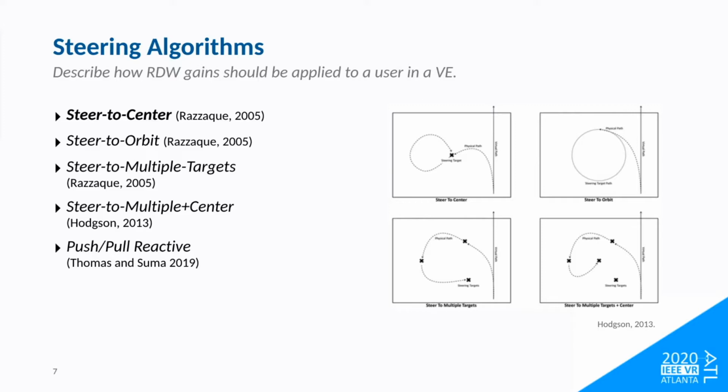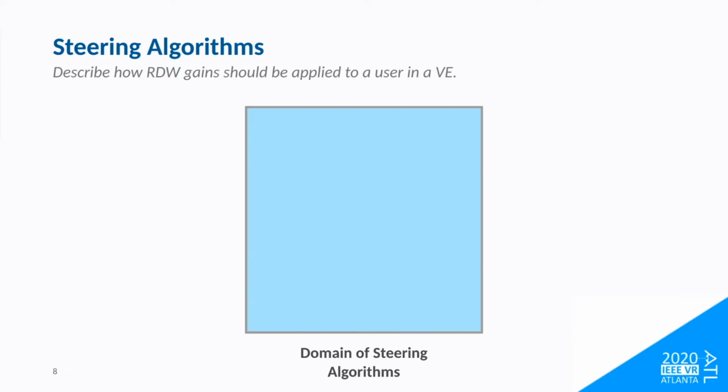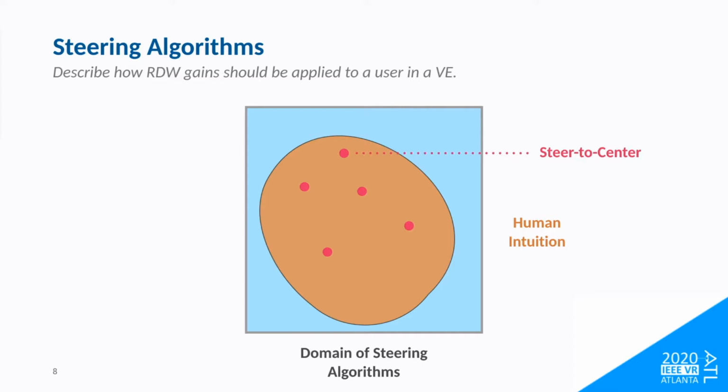Now let's consider for a moment the domain of all possible steering algorithms, represented by this blue box. Some subset of this space is encapsulated by human intuition. These are the algorithms that humans are able to write down. We've developed several algorithms in this area, including steer to center. But by definition, we can never write down an algorithm outside of that region. The problem is there very well could be something better in the blue space.